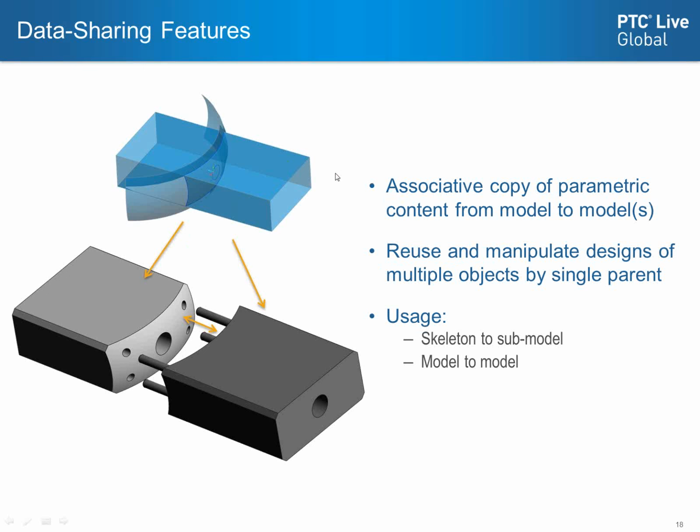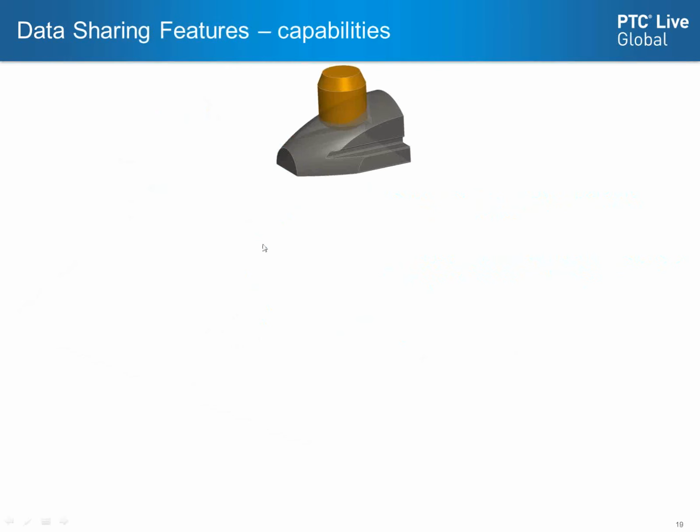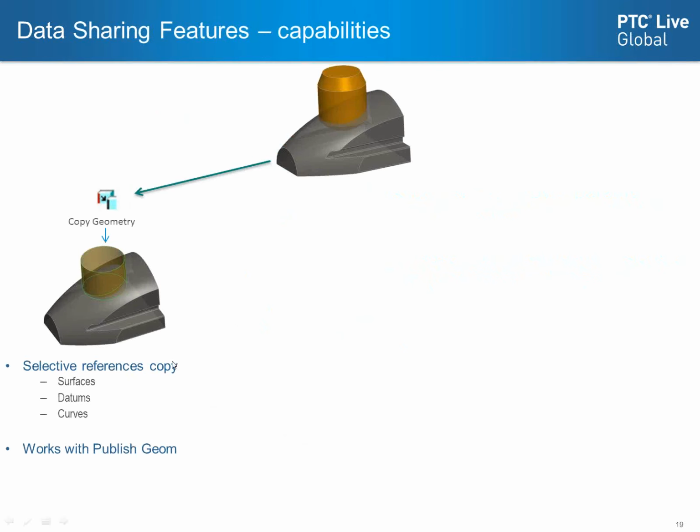Typically, the best practice would be to do it from skeleton to models. However, in many real-life design cases, you would skip overloading the skeleton. You will share directly from part to part without doing it purely top-down. So what kind of data sharing features do we have? The first one, the most common one, is copy geometry. Copy geometry is copying surfaces, datums, and curves from one model to another.